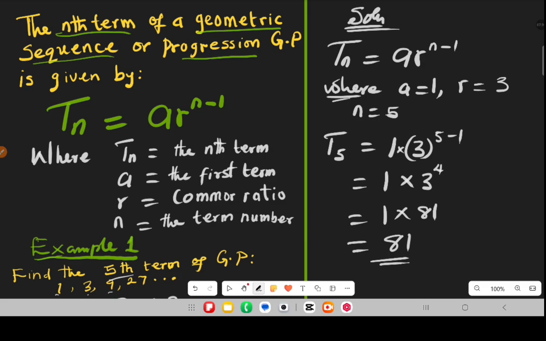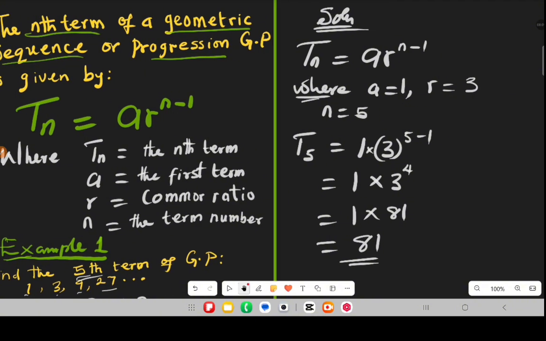We can check by going back to the sequence. Since we multiply each term to give us the next term, the last term here is 27. 27 times 3 gives us 81. And the position of 81 is the fifth term. Then our answer is correct. Now let's proceed to example 2.